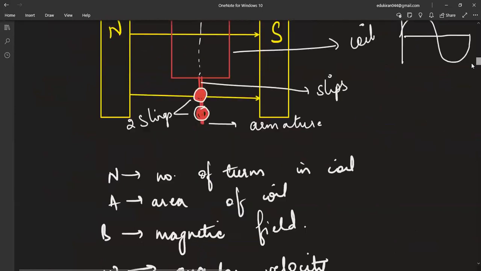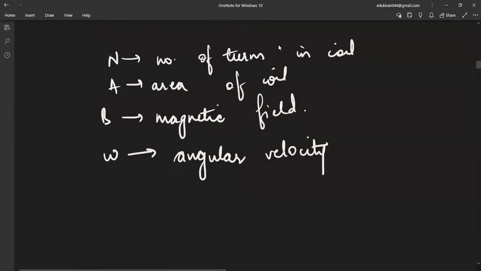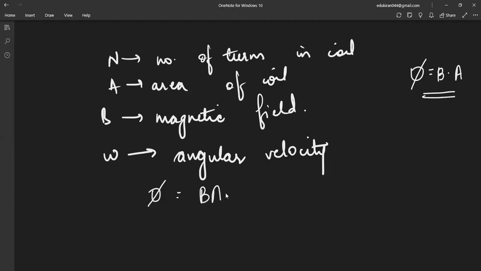This is the basic construction. Suppose N is the number of turns in the coil, A is the area of the coil, B is the magnetic field, omega is the angular velocity. So here, how do we write phi? B dot A. Remember, phi, the magnetic flux, is B dot A, that is BA cos theta. Correct, class? And if N turns are there, that becomes NBA cos theta.